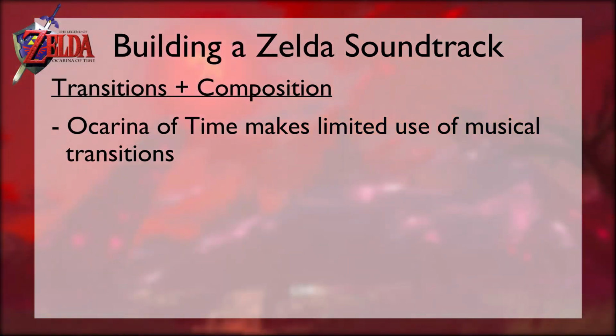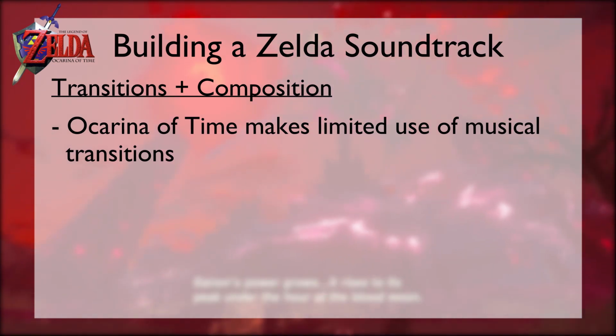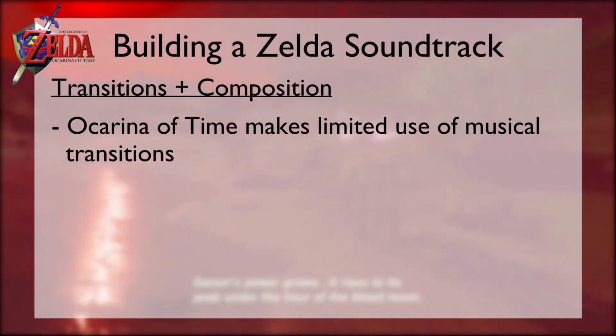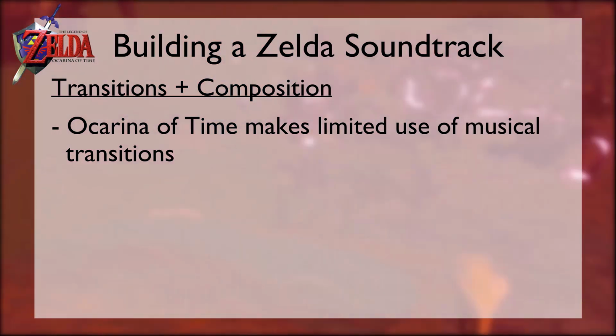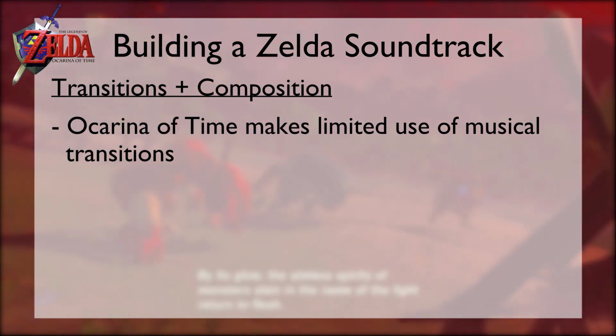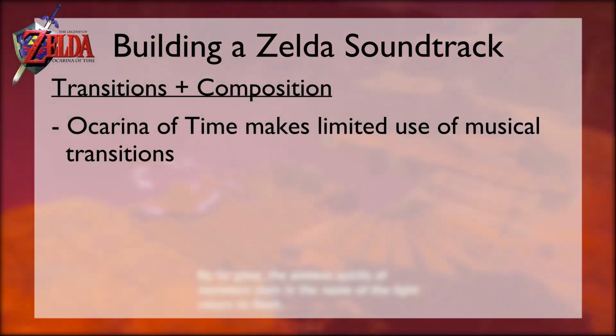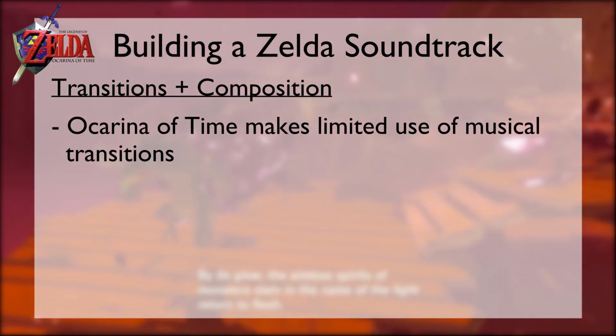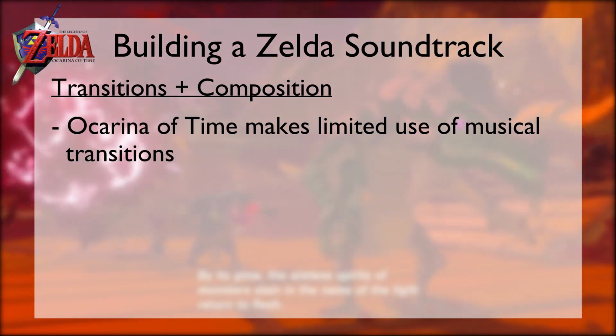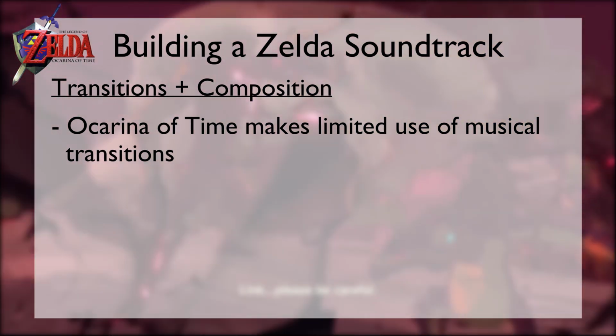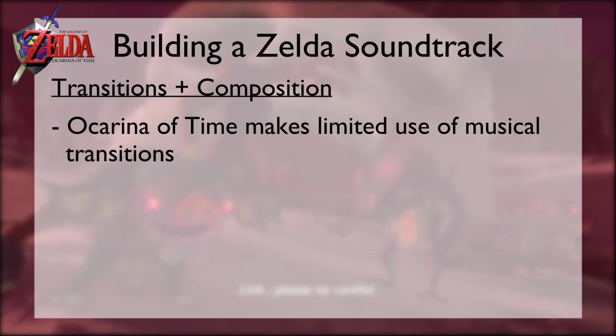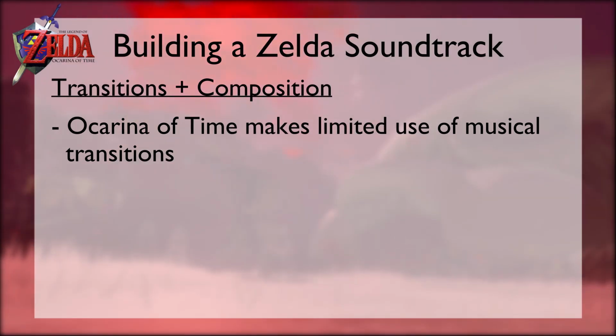Ocarina of Time uses limited transitions between tracks. This might be due to the limited technology used, or the game's restricted overworld structure. Moving to a new area or triggering a cutscene activates a blank loading screen with no accompanying music. The music for the previous area stops, and once the loading screen ends, the new area's track begins. The only situation in which a transition occurs is when Link enters the range of an enemy.